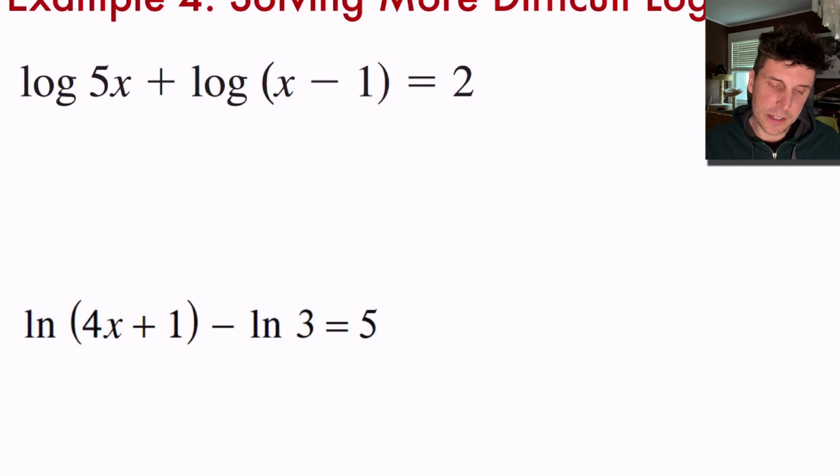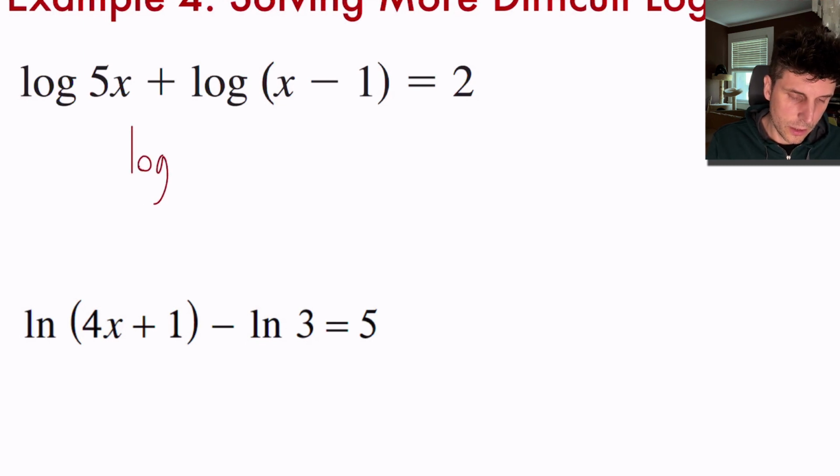But I think the easiest thing to do here is condense whatever logs you can, just make them a single log. So here we could use that product property for logarithms. Since we have like bases, we have base 10, and they're being added, we actually could multiply their arguments and create a single log that way. So I'm going to say log of 5x times the quantity x minus 1, and just for fun, I'm going to put a bigger parenthesis around that, is equal to 2.